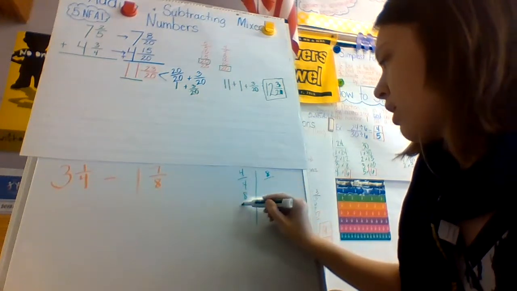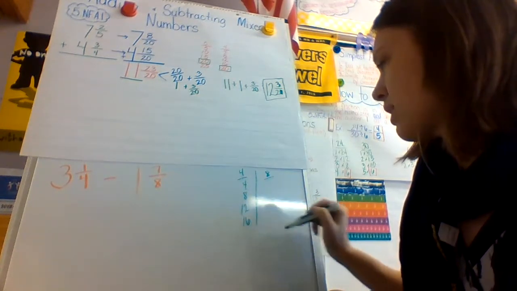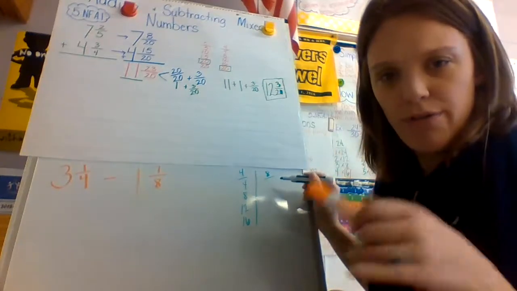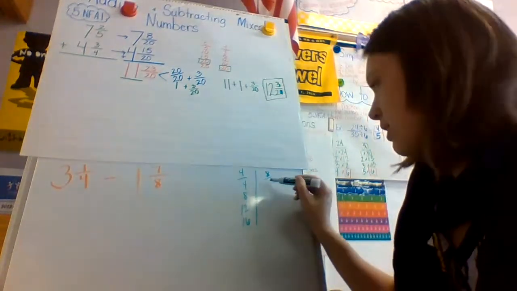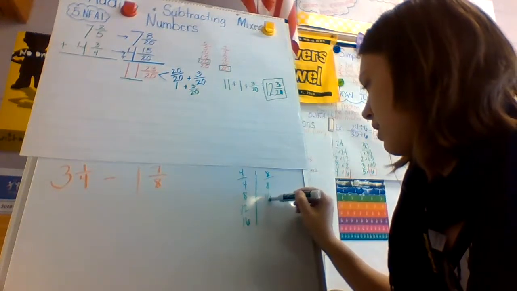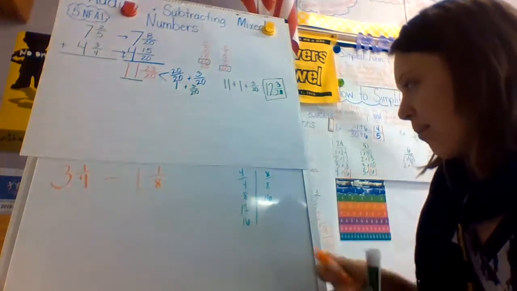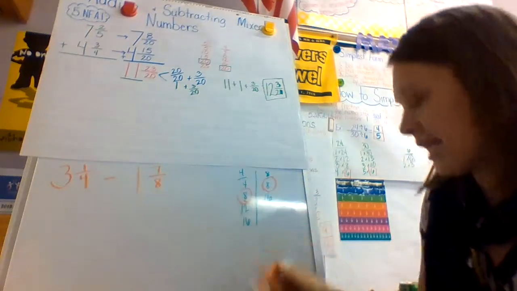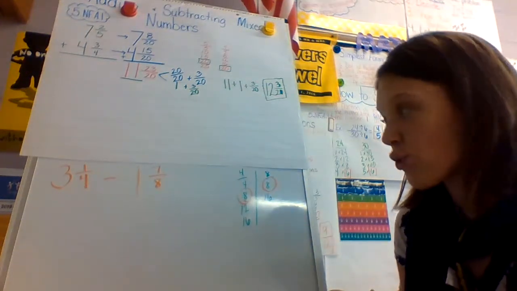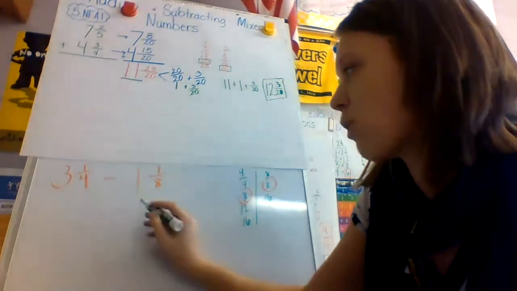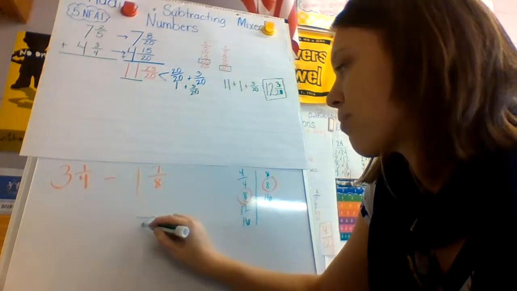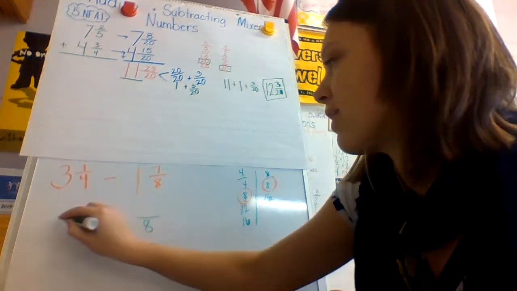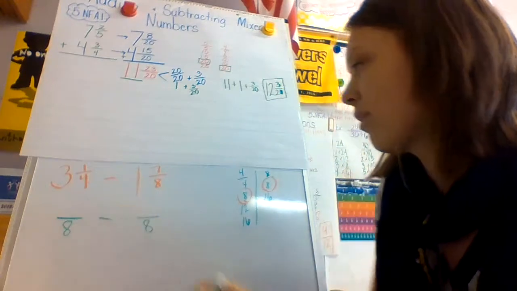4, 8, 12, 16. We can just do 4 or 5 there. And then skip count by 8s. 8, 16. Oh, you know what? I'm going to stop because I already see a common multiple, and that is 8. So when I rewrite these fractions, I'm going to rewrite these fractions with my LCM as the denominator.